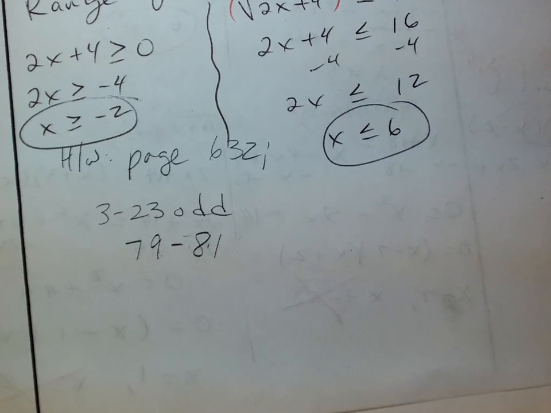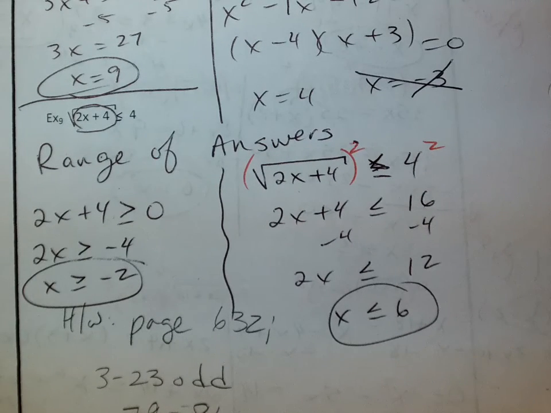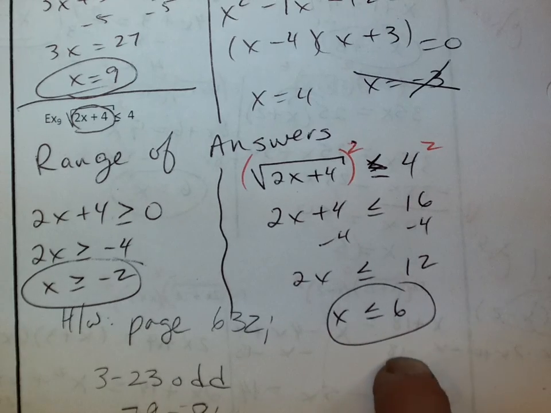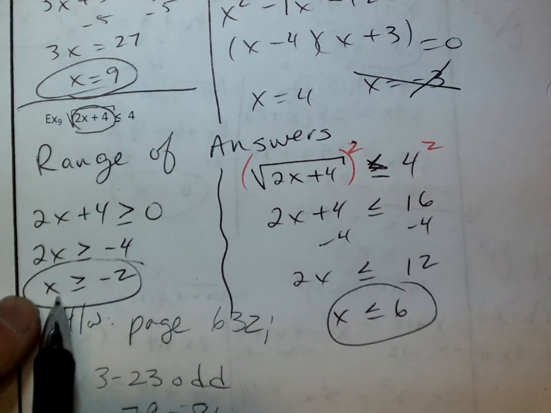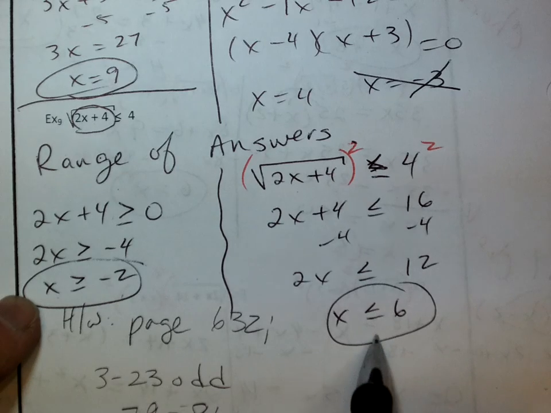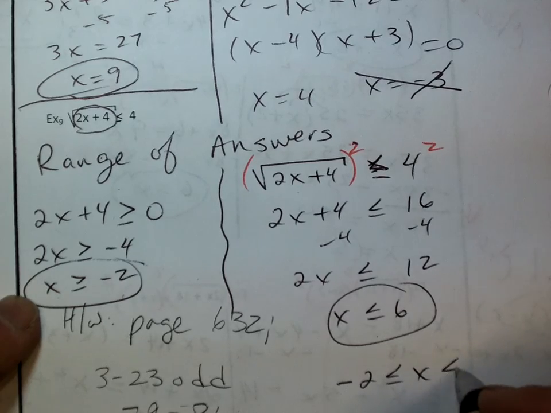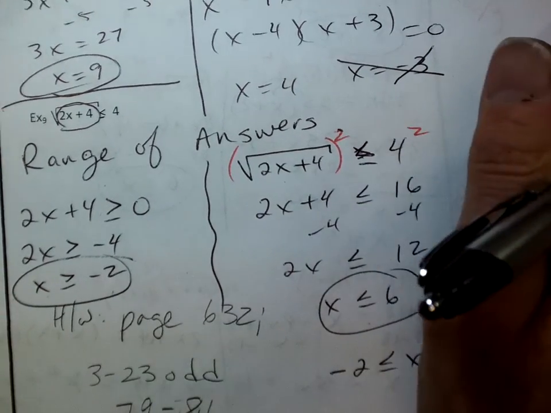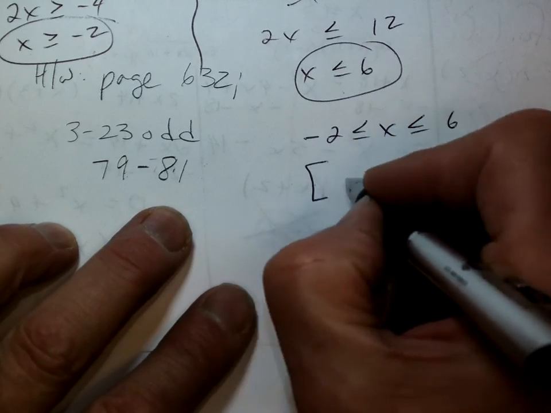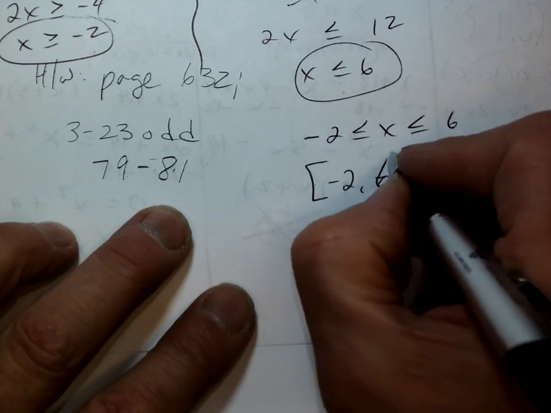So here's our range. Any numbers between -2 and 6 will work and make that a true statement. Any numbers outside of that range won't work. Either it'll make it negative or it'll make it bigger than 4. So my answers are all numbers greater than or equal to -2 and less than or equal to 6. In set notation, that would be -2 is less than or equal to x, which is less than or equal to 6. In interval notation, remember interval notation, [-2, 6].